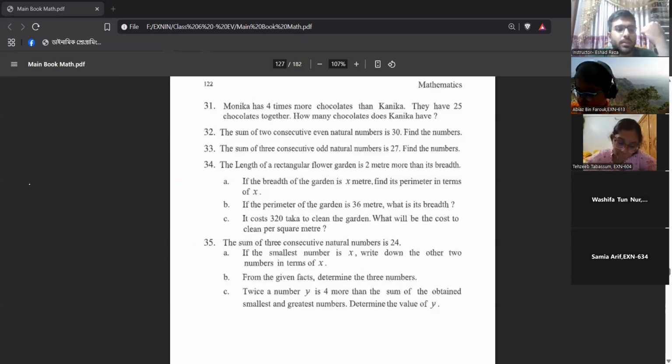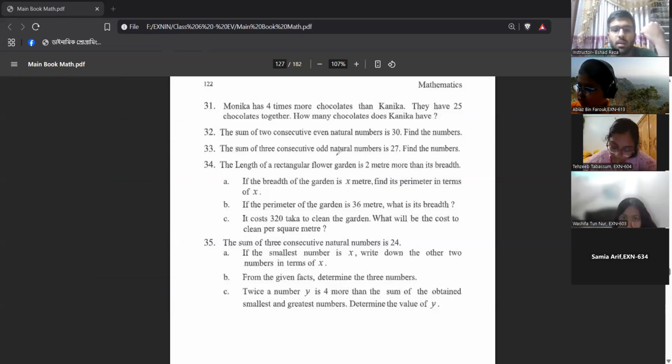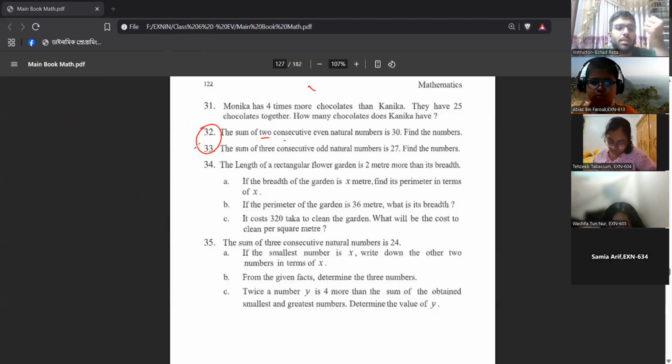Okay. Next. The sum of 2 consecutive even natural numbers is 30. These two might be the toughest problem because it's hard for some of you to comprehend what the question is saying, but it is very easy.